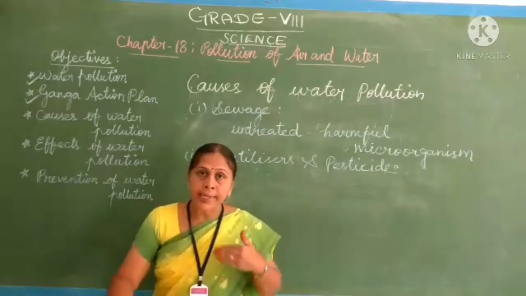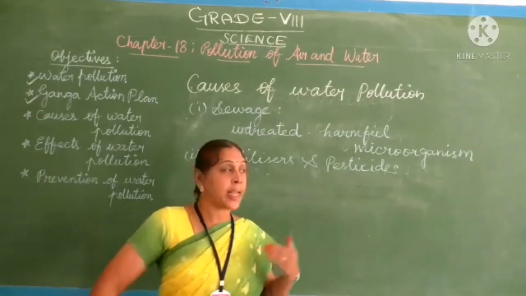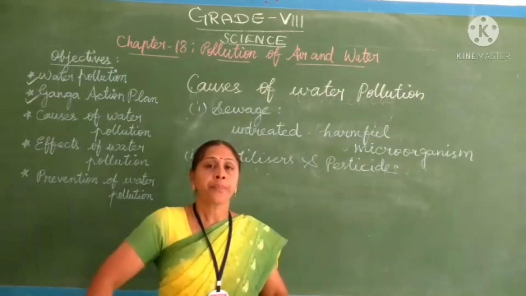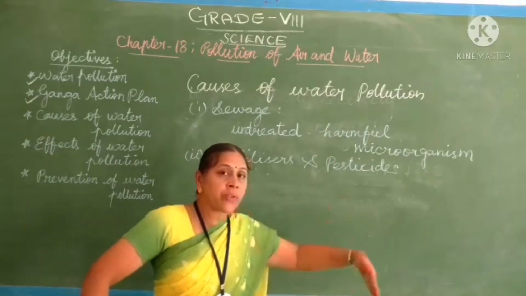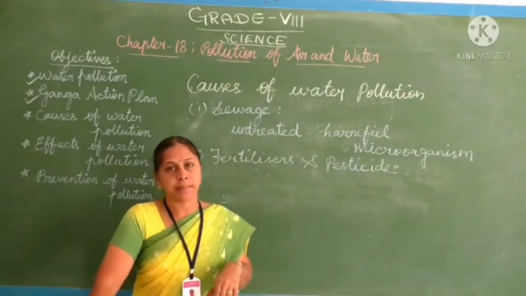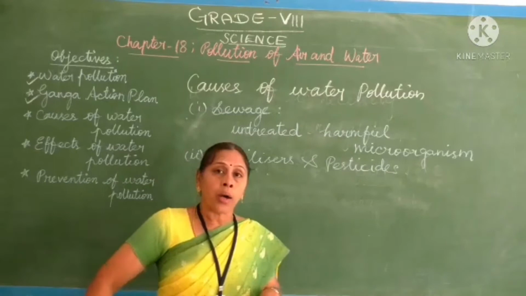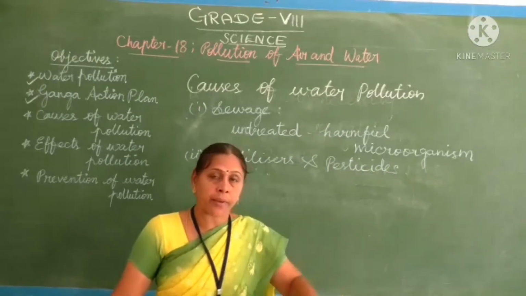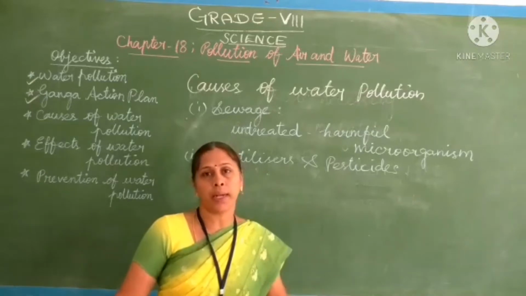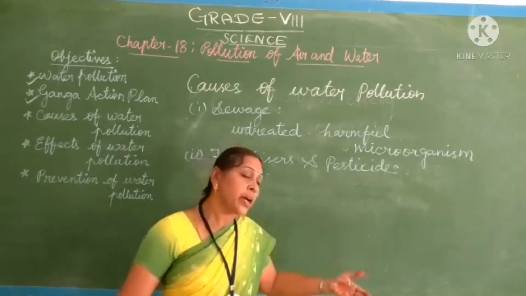When it rains, what will happen? These chemical substances present in fertilizers and pesticides will be washed away by the rainwater and it will reach the water bodies. Or even these chemical substances may seep into the ground or the soil particles and may reach the groundwater.